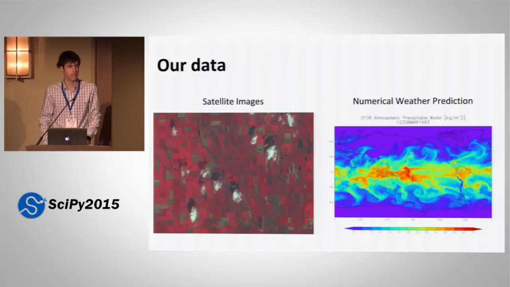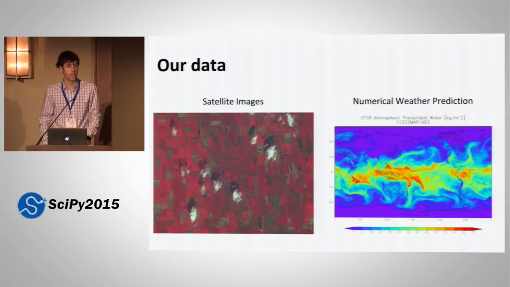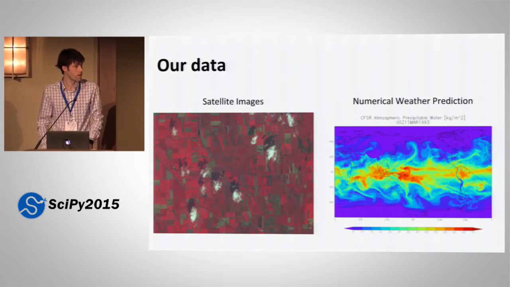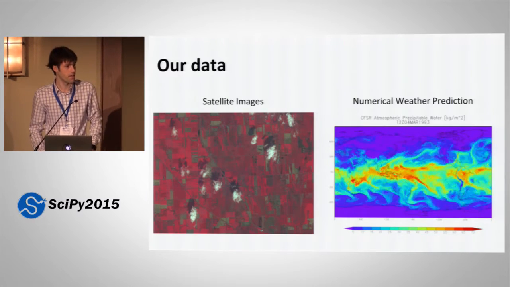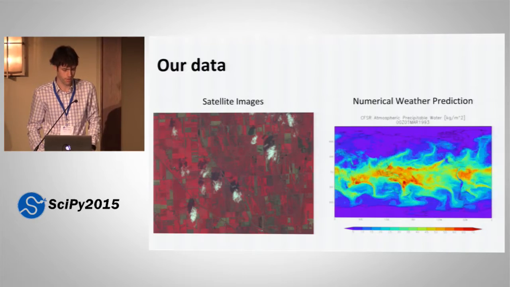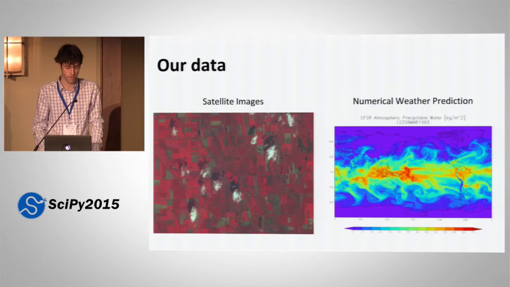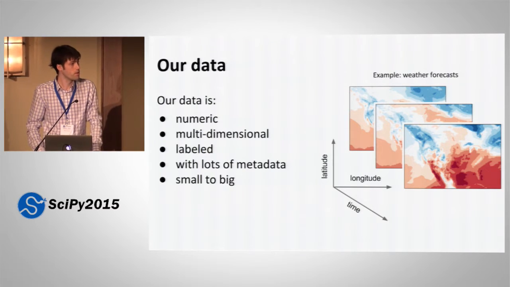So this is the sort of data that we work with. We work with data that looks like a lot of scientific datasets. We work with things like satellite images, and model output from numerical weather models. I work especially with weather and climate models. What's interesting about this data is that these are big multidimensional arrays of data, and there's a lot of it. Again, it's typically numeric data, like integers and floating point numbers.